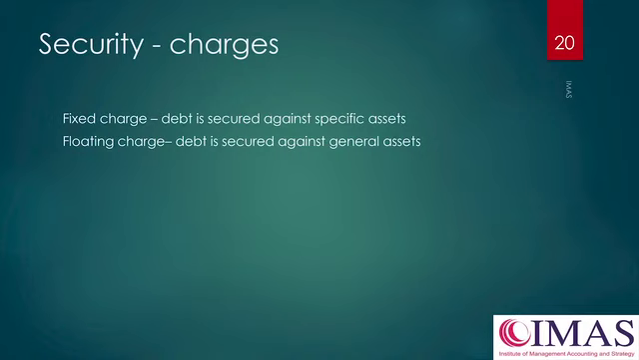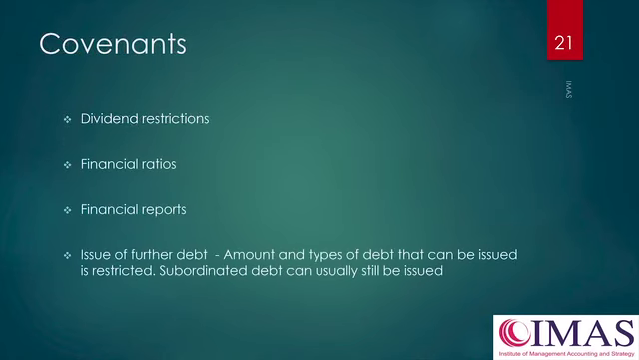Then floating charge is anything else that is not fixed charge. So that's when debt is secured against general assets. If you offer floating charge as collateral, then your interest rate is most likely going to be higher than if you offer fixed charge assets. So that's it on slide number 20. We go to slide 21. On slide number 21, we're looking at covenants.